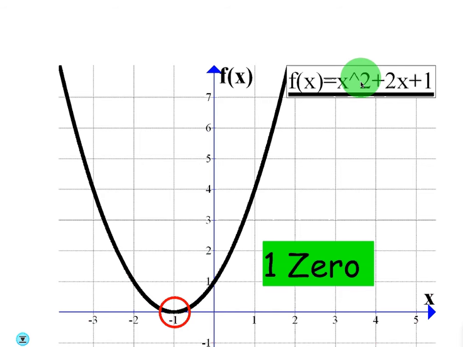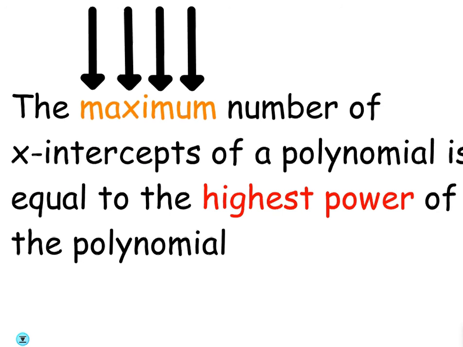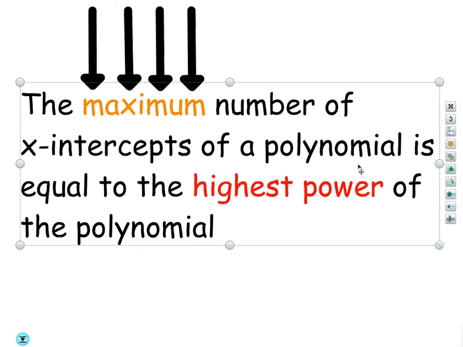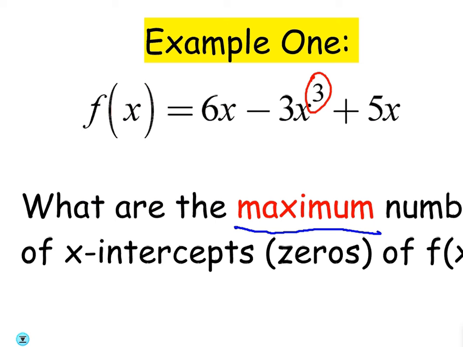Now, here's the third scenario. This is also a quadratic equation, x squared plus 2x plus 3. It doesn't touch at all. But again, it doesn't violate the simple rule. It's just saying it can't touch more than twice. So that's why it's called the maximum number of x-intercepts. We've already written this down, so you don't have to write it down again. But the key word is maximum. So on your worksheet, all you have to do is see what's the biggest power. Well, that's the highest number of x-intercepts it can have.